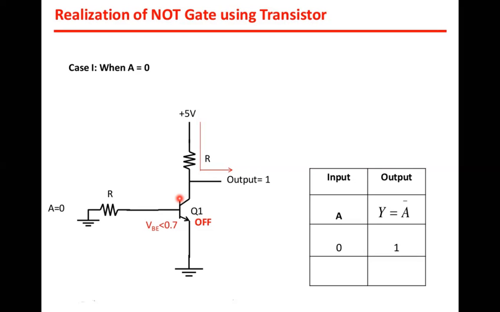Got it? So when there is no base current or base voltage given to a transistor, the transistor is in a cutoff state. Because this is a cutoff state, the V out across this load resistance will be high. So I say that when A is equal to 0, Y is equal to 1.